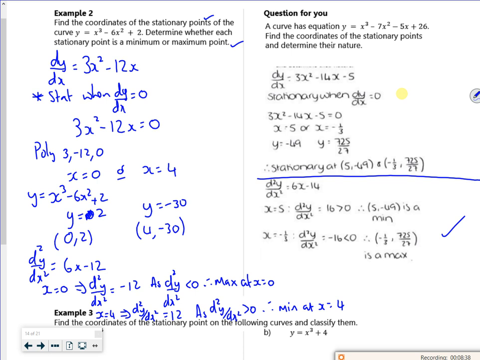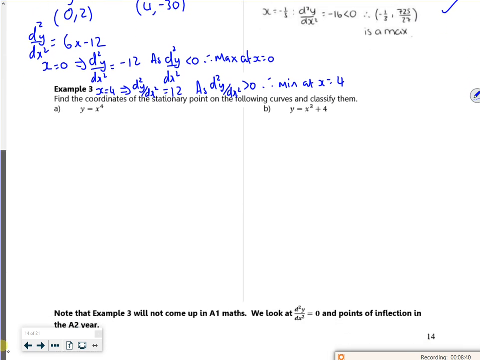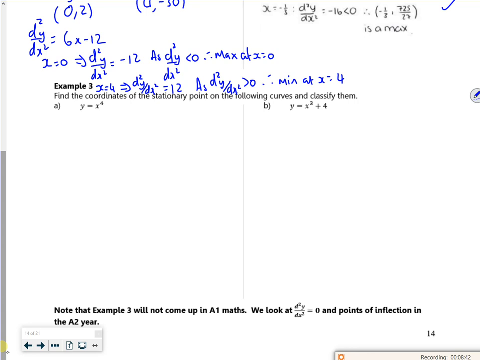Right, there's one example left for this that I need to record. It says find and then classify. So I'm going to stop this and do another video. Okay, bye bye.